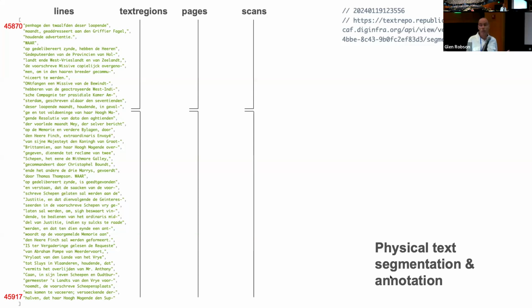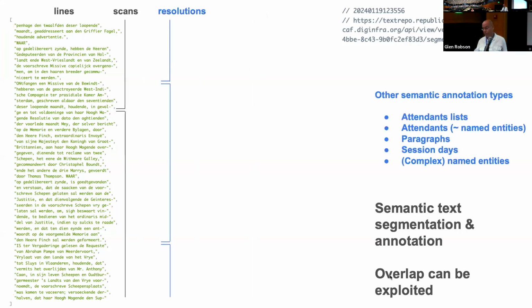All other information we represent as standoff annotations. So, for example, text regions are typically columns here. So we can point at the columns as a section of the text. The same for pages, and there's typically 2 pages on a scan, so also scans. So all the boundaries of these elements, we know where they are in the stream of text lines.